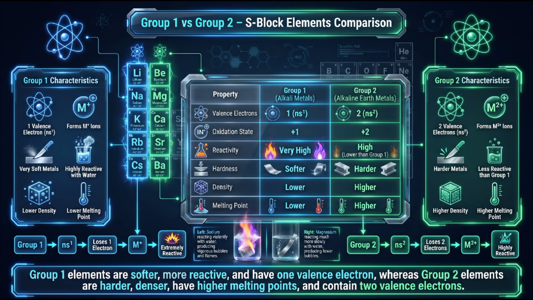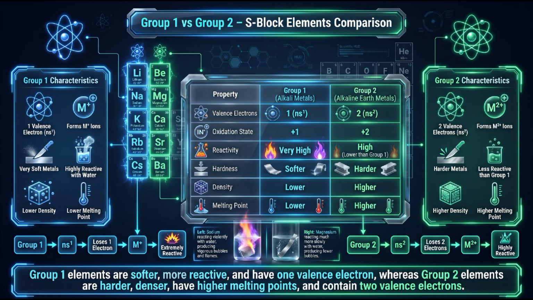Group 1 elements are among the most reactive metals in the periodic table because they need to lose only one electron. Since removing a single electron requires relatively little energy, alkali metals react extremely rapidly with water, oxygen, halogens, and acids. As we move down the group from lithium to cesium, reactivity increases even further because atomic size increases and ionization energy decreases. Cesium is therefore one of the most reactive naturally occurring metals.